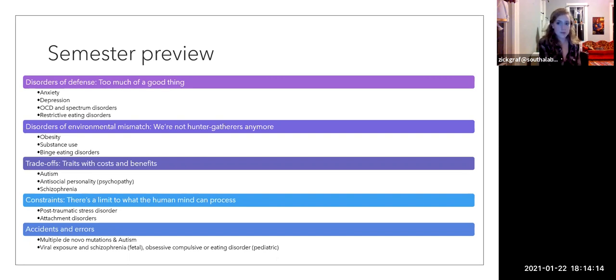And then lastly, there are some disorders, as I mentioned in the previous slide, that are triggered or caused by accidents and mutations. We know that there are lots of genetic mutations, including de novo mutations, that contribute to risk for autism. And really interestingly, viral exposure during fetal development is a risk factor for schizophrenia, whereas viral exposure during childhood is a risk factor for OCD and eating disorders, pediatric autoimmune neuropsychiatric syndrome.